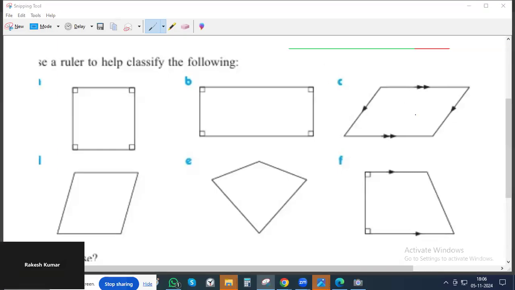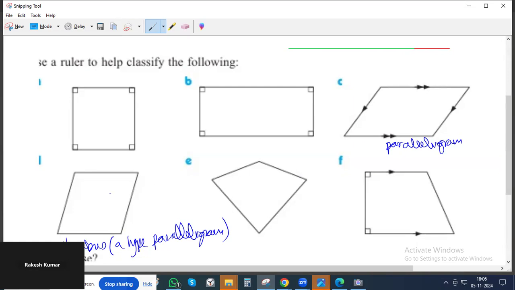Classify the following. Here you write parallelogram as the answer. Here you will write rhombus as the answer and also write a type of parallelogram. Or you can write a class of parallelogram, or you can write parallelogram in brackets also. Okay.